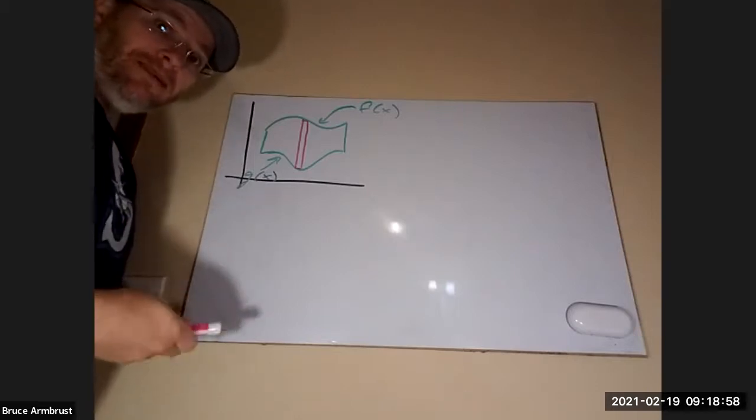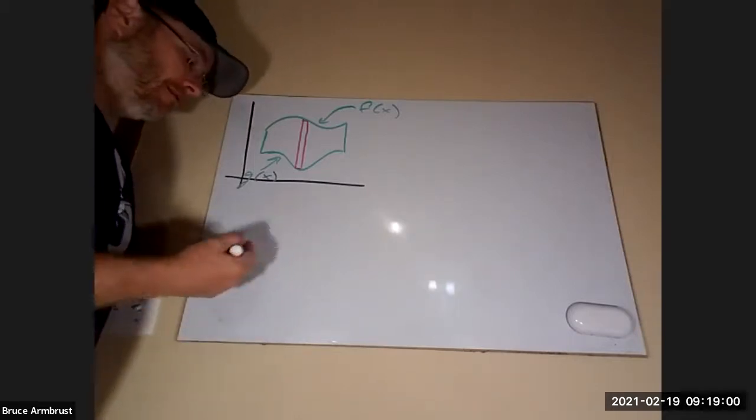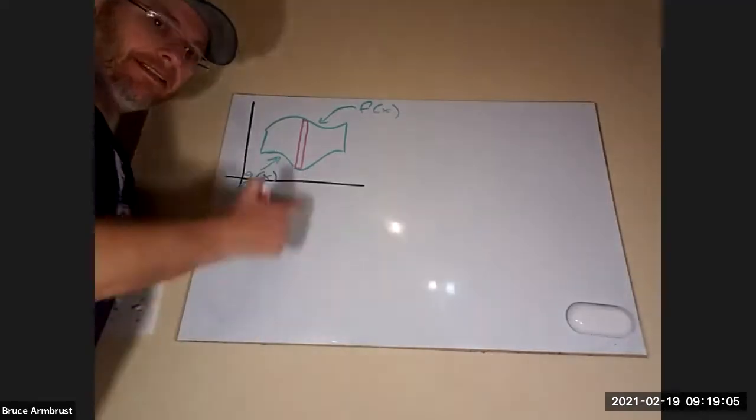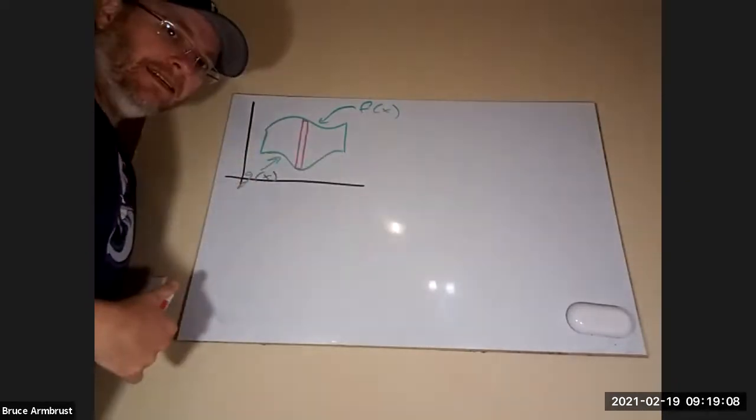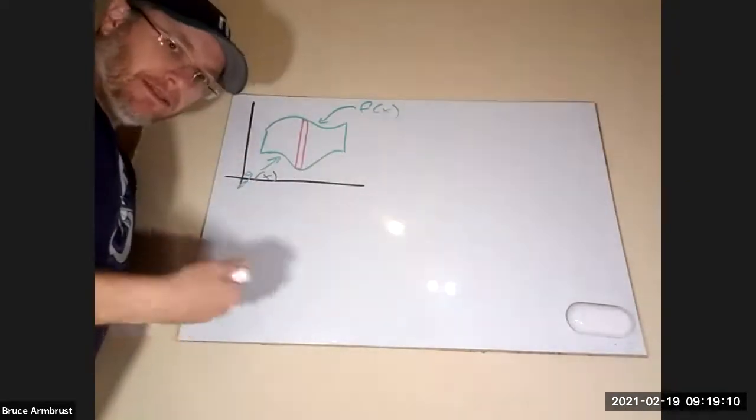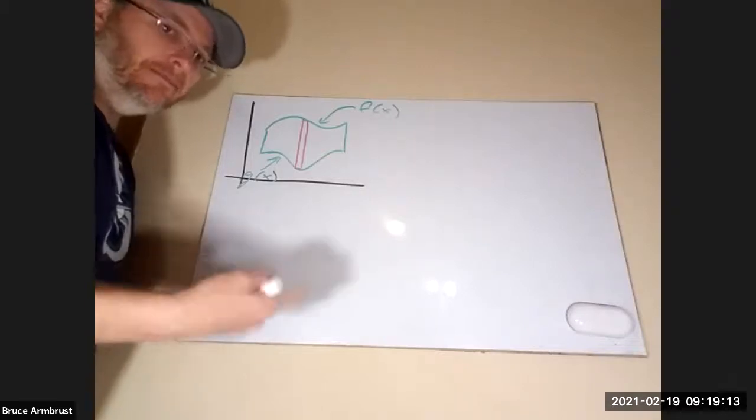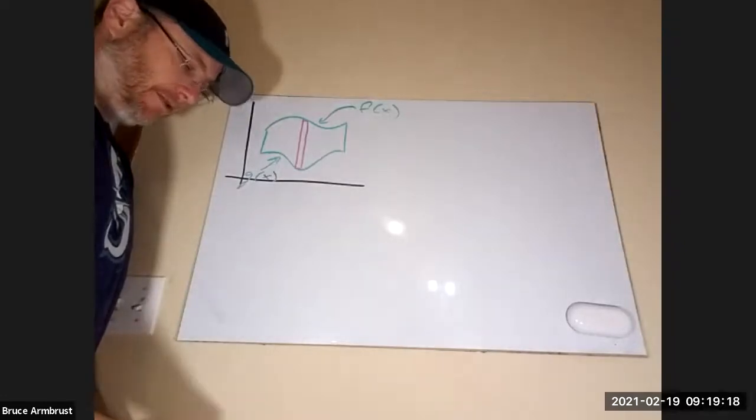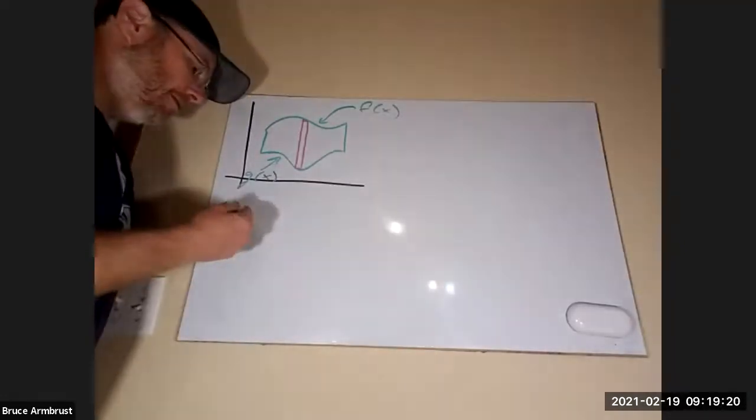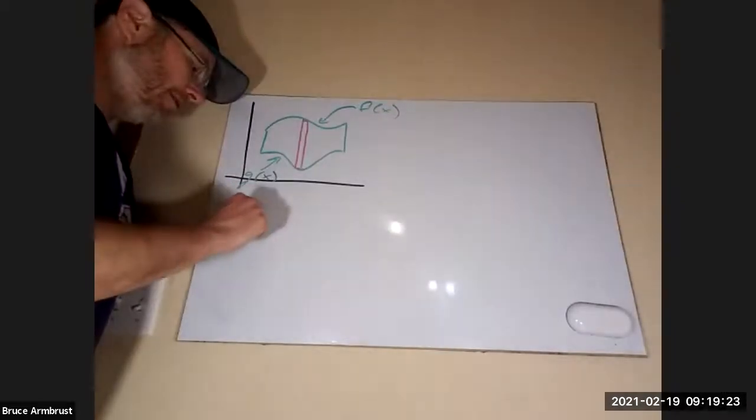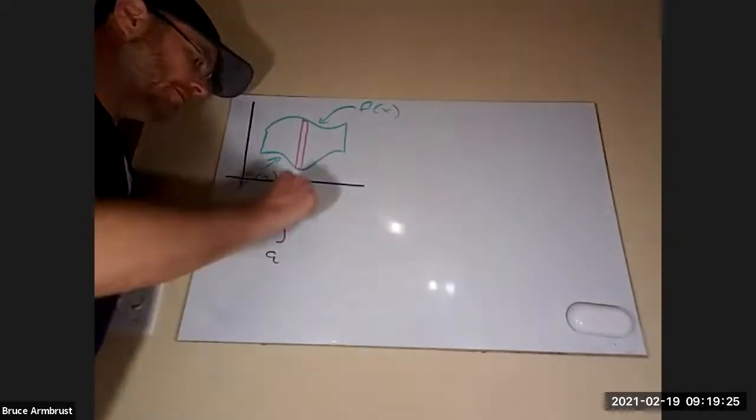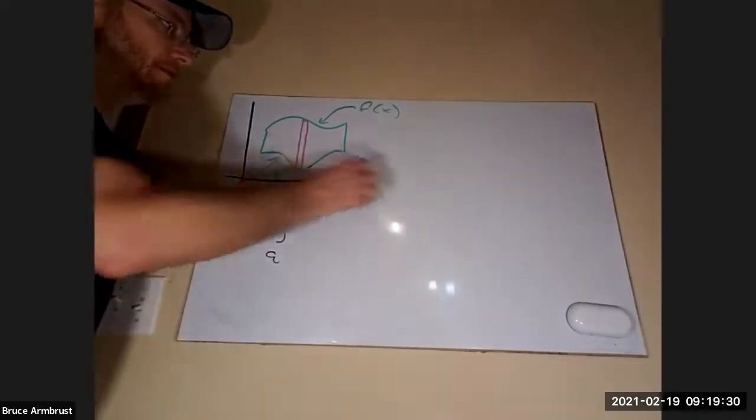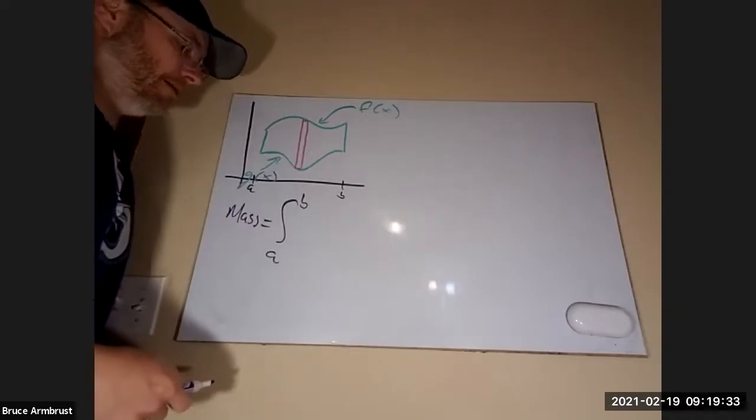So if we start with just the mass, in order to find the mass of this object, we need to find the mass of that strip and add it to the masses of all the other strips. Make the strip smaller, so we have an infinite number of them. And so that's going to end up giving us an integral, just like we've seen many times before. But the mass of this thing is going to be an integral from a to b, the horizontal bounds of this region.